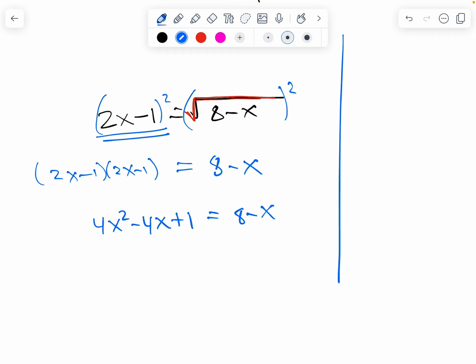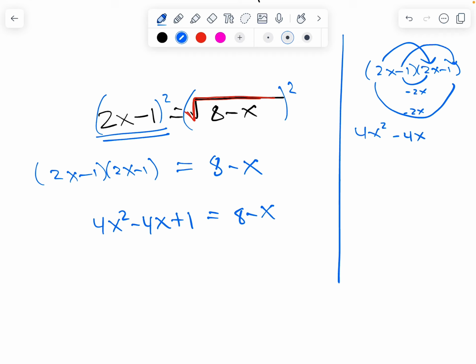Okay, I'm going to do a little sidebar here, just in case you're following along and wondering, wait a second, where did he get that? Let's look at this. 2x times 2x is 4x squared. Underneath, we have a minus 2x with the inner, and the outer is a minus 2x. That gives you a minus 4x. And then finally, the -1 and -1 give you a +1. So that's where I got that.